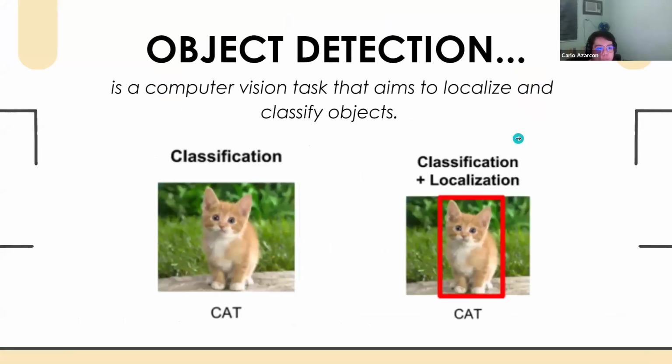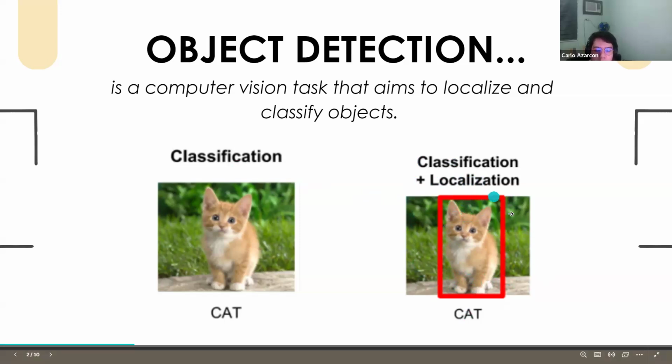What is object detection? It is a computer vision task that aims to localize and classify objects. This is different from your usual classification task seen below, where it is just basically predicting the class of an object in the image. The difference here with object detection is that it is a combination of both classification and localization, where first it locates the object of interest in the image. So here we can see that it locates the cat first and encloses it in a bounding box and then proceeds to classify it later on.